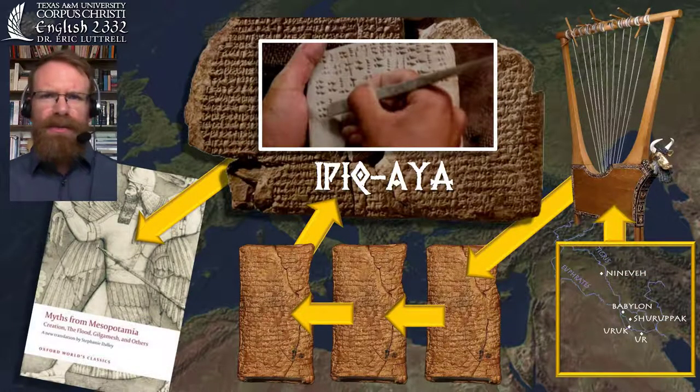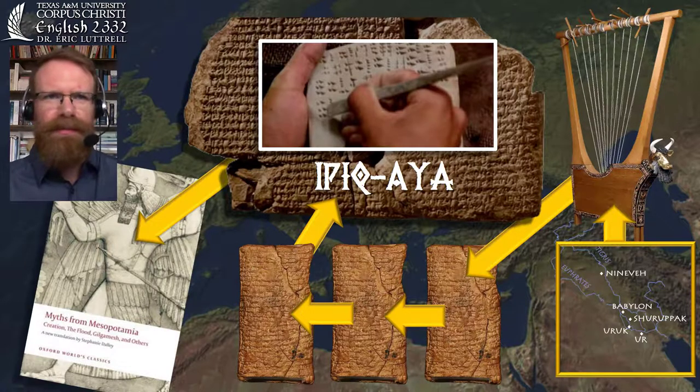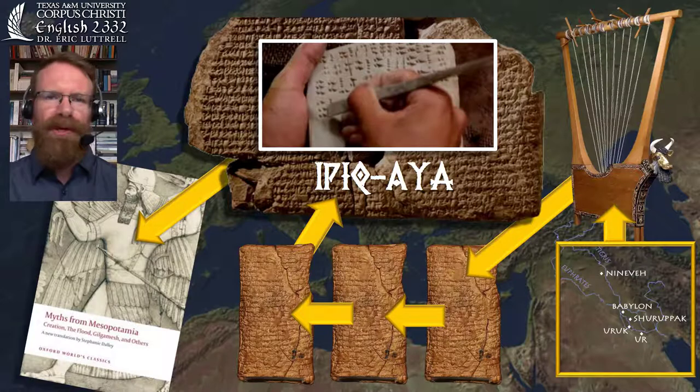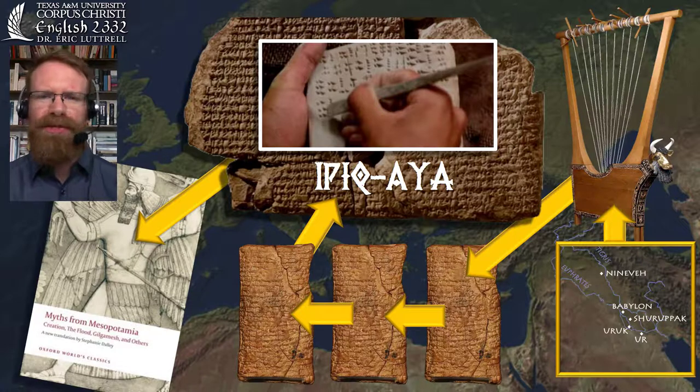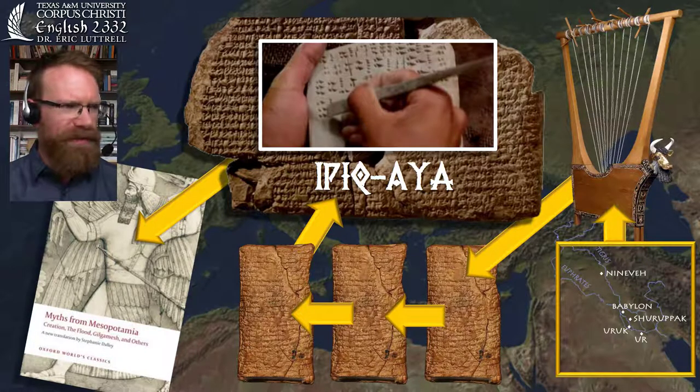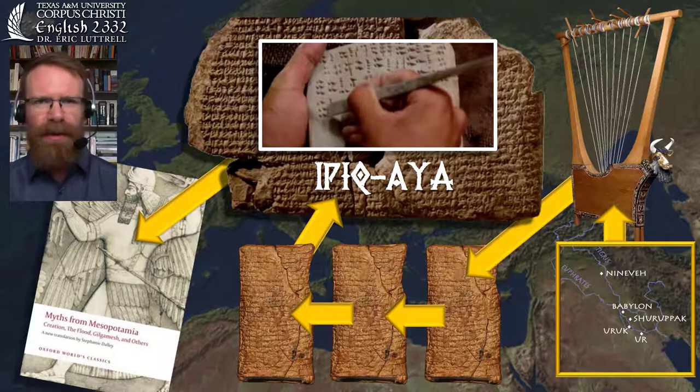So in these fragments that we have from the hand of Ipiq-Aya, in the Old Babylonian version, we have the most complete version of Atrahasis. And we have a lot of clues as to what's going on in other texts. But notice that we had to do a lot of redacting, or at least Stephanie Dalley did that for us in the book Myths from Mesopotamia.